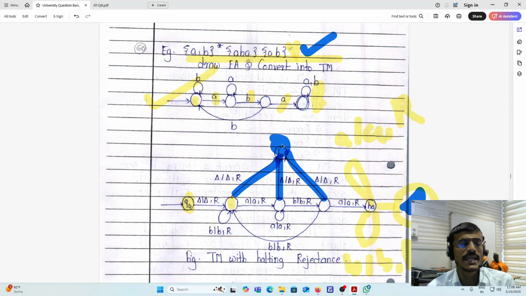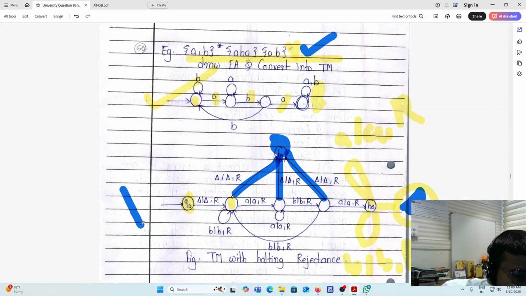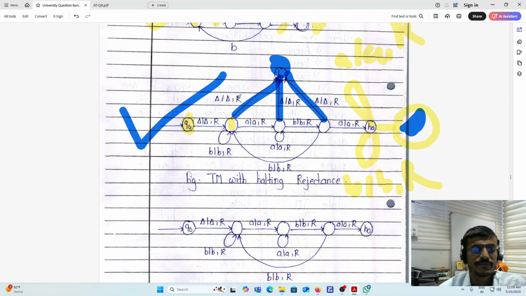What is the meaning of halting, and what is the difference between halting and acceptance? As you know, in finite state automata and pushdown automata there were accepting states, and from an accepting state we can take any type of transition. But in the Turing machine we cannot take any transition after halting acceptance or halting rejectance. Both are halting states, maybe halting acceptance or maybe halting rejectance. But once you reach the halting acceptance, from that particular halting acceptance you cannot take any transition. So that is the very basic example for the Turing machine.